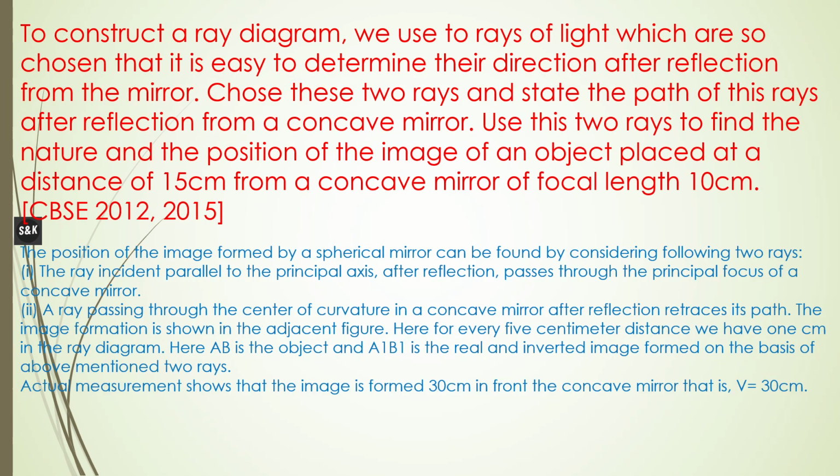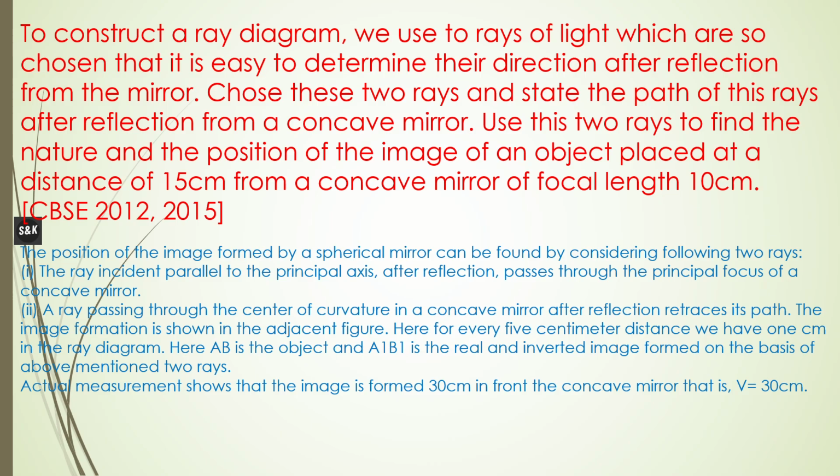Next, to construct a ray diagram, we use two rays of light which are so chosen that it is easy to determine their direction after reflection from the mirror. Choose these two rays and state the path of them after reflection from a concave mirror. Use these two rays to find the nature and the position of the image of the object placed at a distance of 15 cm from a concave mirror of focal length 10 cm.